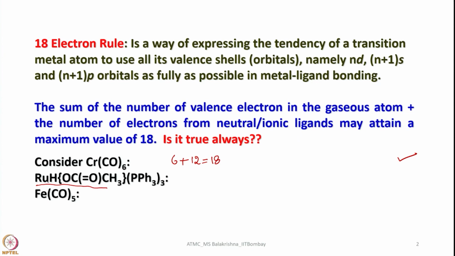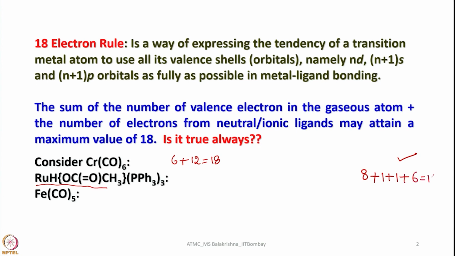Now, let us consider here using the neutral method. Here we have 4d6 5s2. So, 8 electrons are there, and then this hydrogen is giving 1 electron, and then this acetate is giving 1 electron, and then these are giving 6 electrons.